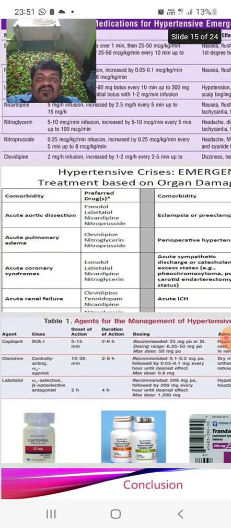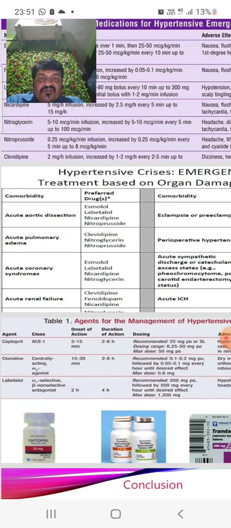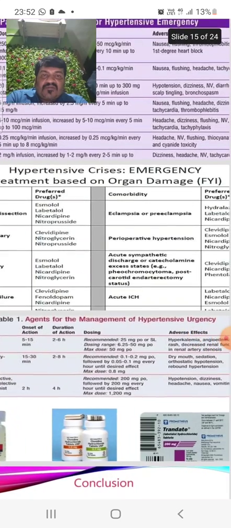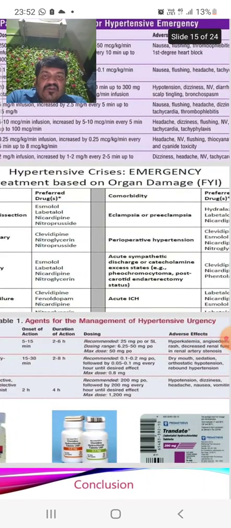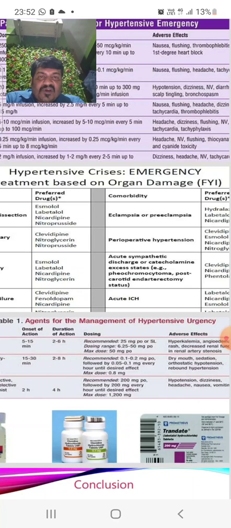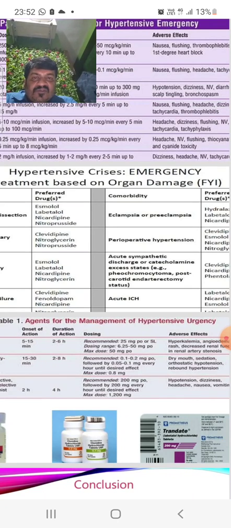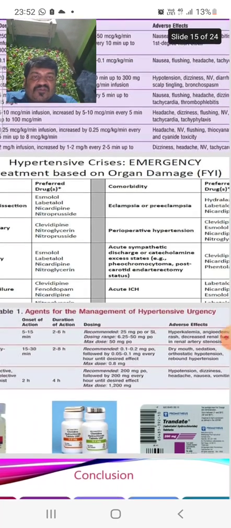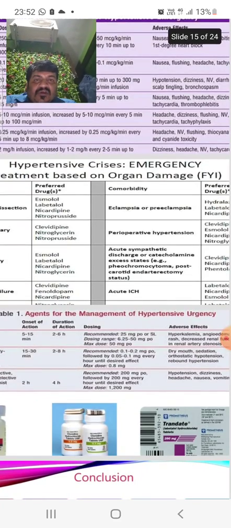And coming to this side, acute pulmonary edema: at this time clevidipine, nitroglycerin, and nitroprusside are the preferred drugs, which may lead to a decrease in pulmonary edema and help in maintaining the cardiac output, as the patient may go into heart failure. So we will use nitroglycerin and nitroprusside types of drugs.